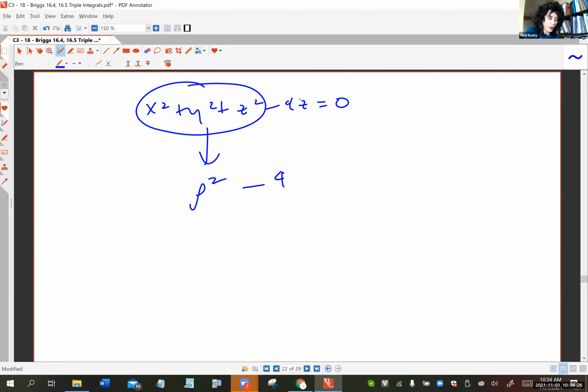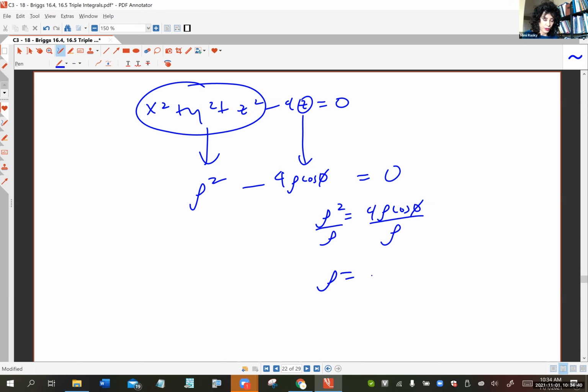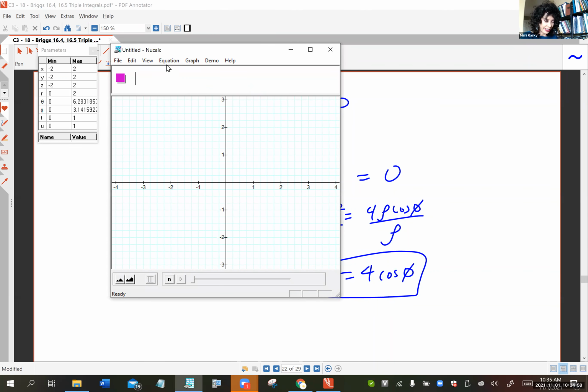And then minus 4z, but z has the conversion rho cos phi, and you'd be done, but they usually like you to go a little extra. So we're going to go a little extra, and we're going to try and solve this for rho. And we're going to get rho is equal to 4 cos phi after reducing. And that's a sphere that is not centered at the origin. Ooh, really? Yeah. So I always like to check it out.